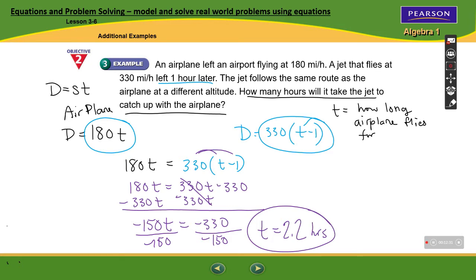So again, first step to solving, I distribute. Once I distribute, I notice that the t's were on different sides. We had a 330t here and a 180t here. So I subtracted the 330t to get it on the same side as the other one. And from there, it's business as usual, dividing to find out that it takes 2.2 hours for those planes to meet.